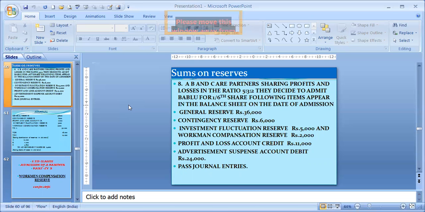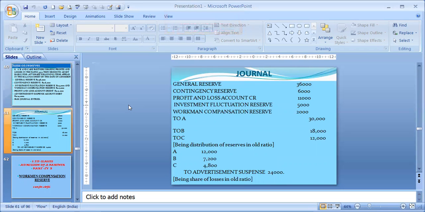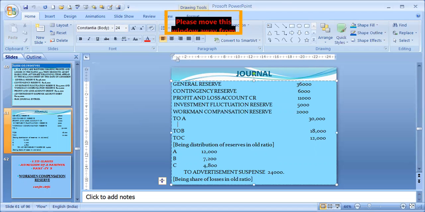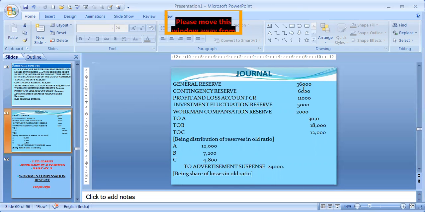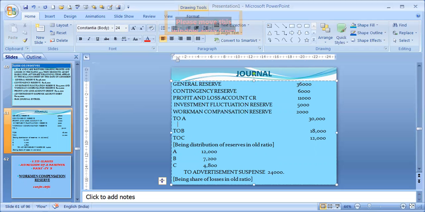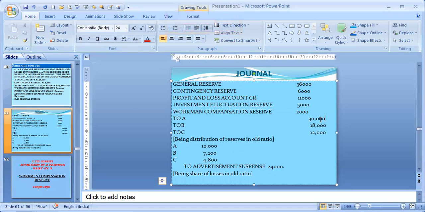Let's understand how to deal with them. All the items which were on the liability side, we are debiting them, like general reserve, contingency reserve, profit and loss account credit balance, investment fluctuation reserve, and workman compensation reserve, to A, B, C in their old ratio. And what was the old ratio? The old ratio was 5:3:2. We add this 36,000 plus 6,000 plus 11,000 plus 5,000 plus 2,000. It comes to 60,000, and that 60,000 is distributed among the old partners in the 5:3:2 ratio.